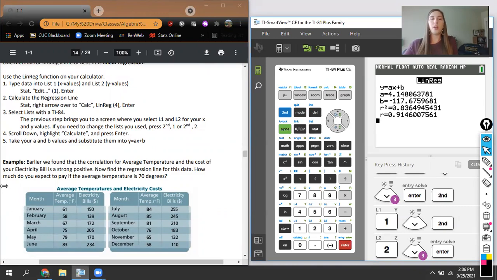So now that we have scrolled down, highlighted, calculated, and pressed enter, all we have to do is take these A and B values and substitute them into our equation. And notice that they give you the equation right there. So it's pretty simple. All you have to do is say, okay, my Y value will always stay Y equals, my A value is 4.15. So just make sure that you round correctly and then include that X here. So 4.15X and then minus 117.68.